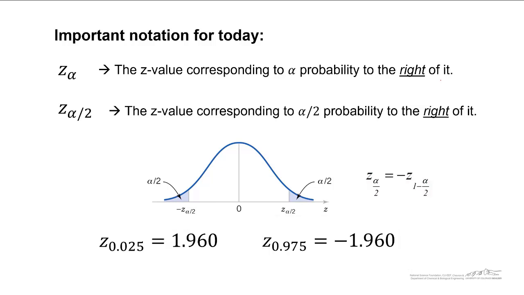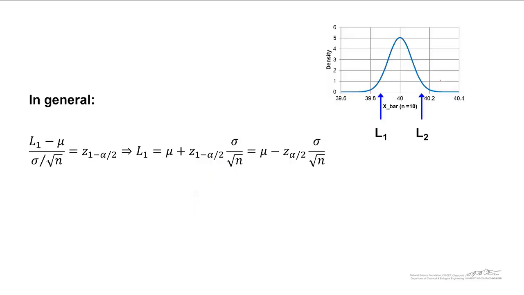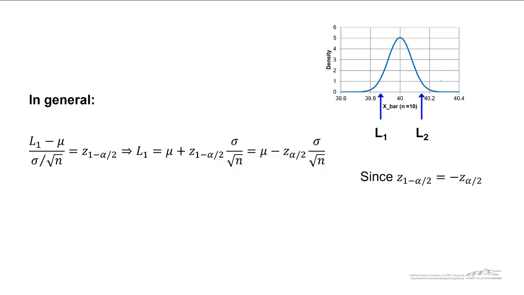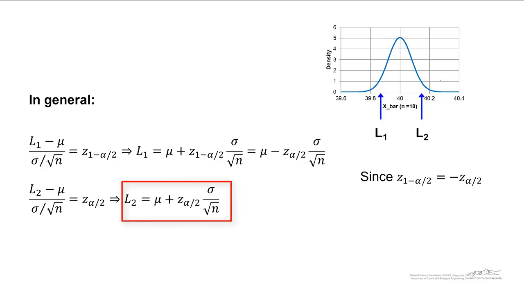So this is some important terminology. It's not just important for the z distribution, it's also going to be important for the t distribution, the chi-square distribution, the f distribution, and others. Going back to our general derivation of L1 and L2, in general, L1 is mu minus z sub alpha over 2 times sigma over root n, and this is because of our symmetry rule: z sub 1 minus alpha over 2 is equal to negative z sub alpha over 2. Similarly, L2 is equal to mu plus the same amount, z sub alpha over 2 times sigma over root n.